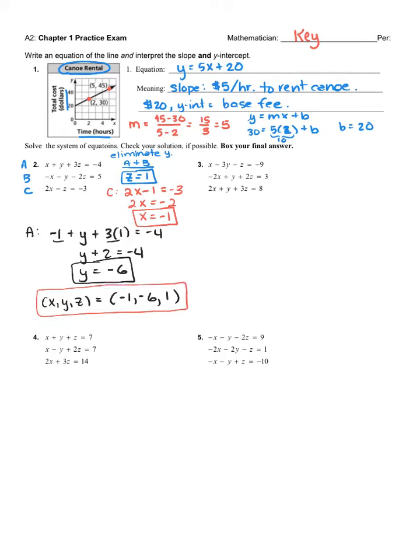All right, now let's look at number 3. So looking up and down, and again, this is purely judgmental, I'm going to eliminate x. I just think it looks like it would be the easiest to work off of. The easiest is I'm going to add B and C. If I add B and C together, x is going to go away, and I get 2y plus 5z equals 11.